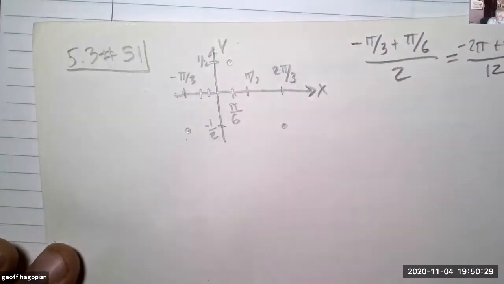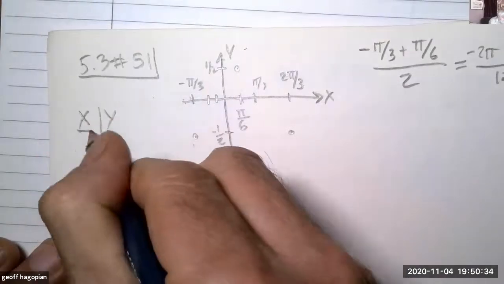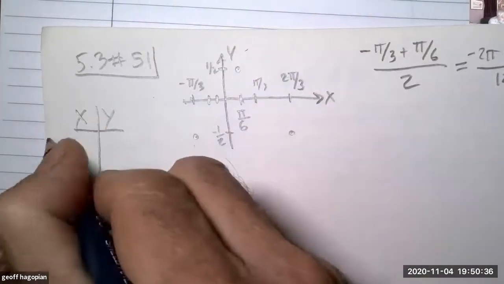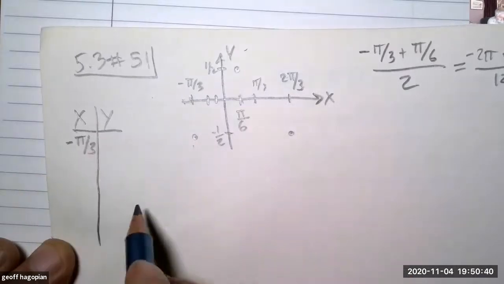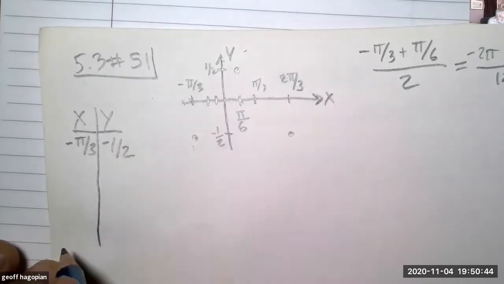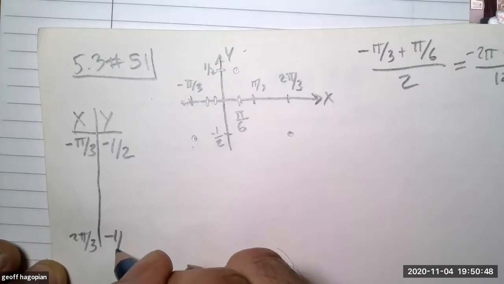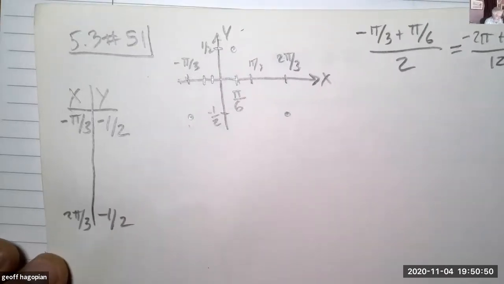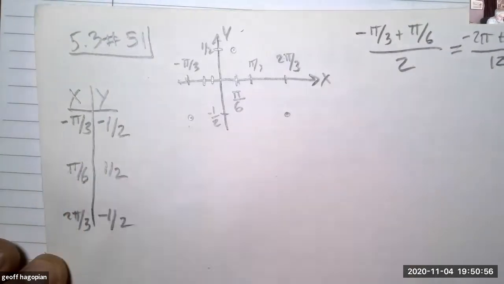Shall we be working on the table of values while we're at this? Okay, so x and y. We know the curve starts when x is negative pi over 3. We're at negative 1/2. And at 2 pi over 3, we're also at negative 1/2, right? Halfway in between, pi over 6, we're at the peak, which is 1/2.